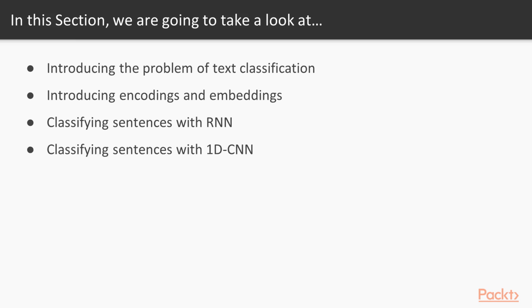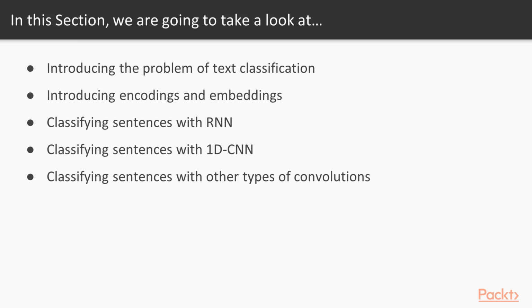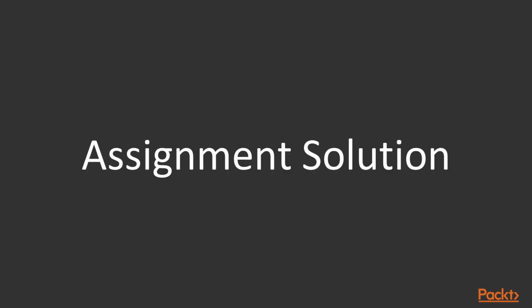In the fourth, we'll look at the same problem, but this time around, we'll make use of convolutional neural networks. In the fifth and final video, we'll look at the other types of convolutions that could be applied to the problem of text classification. But before we get started, let's review one possible solution to our assignment.